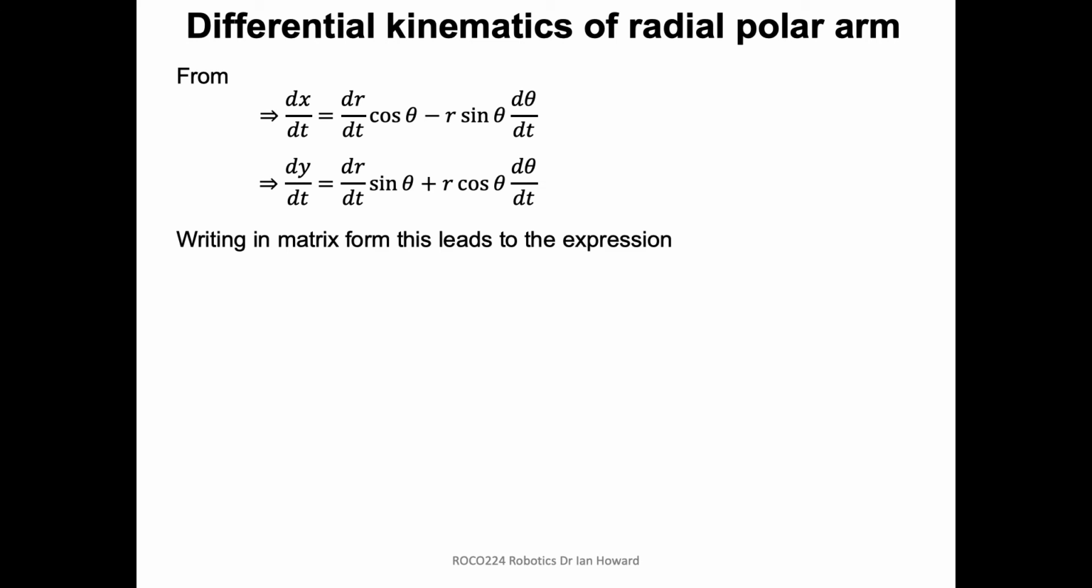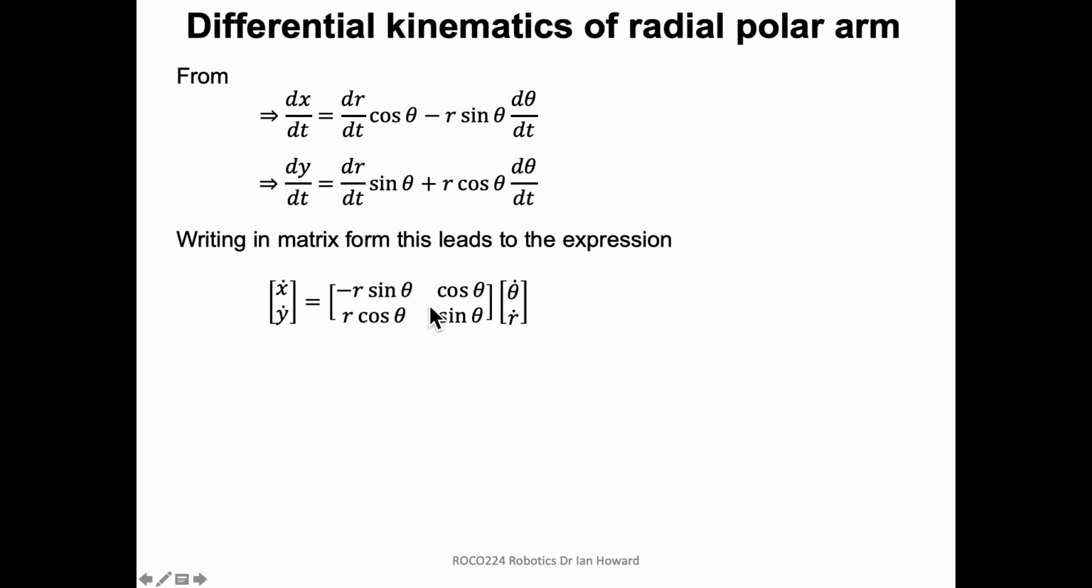So we end up with the two expressions, and we can write that then in matrix form. And what we see is, first of all, dx dt is x dot. We can just write that as the velocity in x, and dy dt is y dot. That's the velocity in y. We're going to multiply against two variables. One of the variables is going to be d theta dt, which is going to be theta dot. The other one is going to be dr dt, which we're writing as r dot.